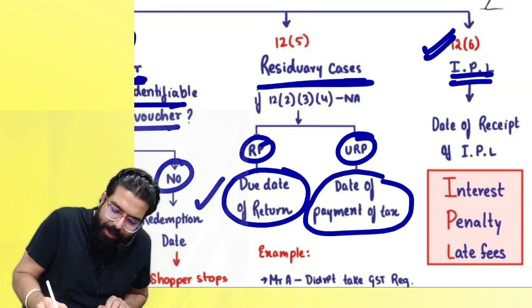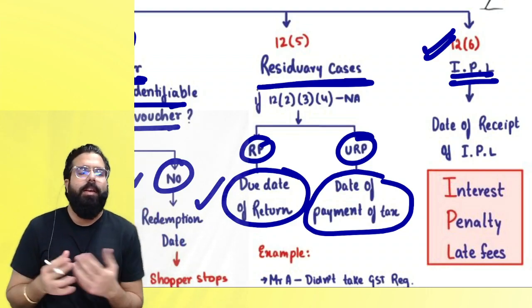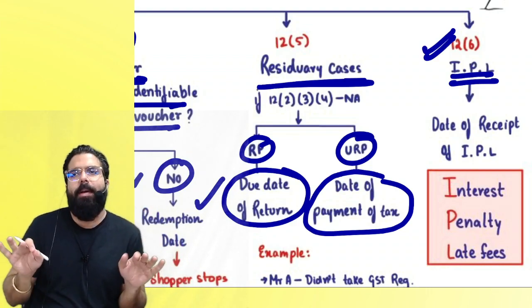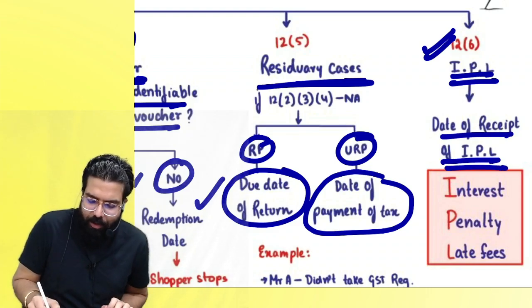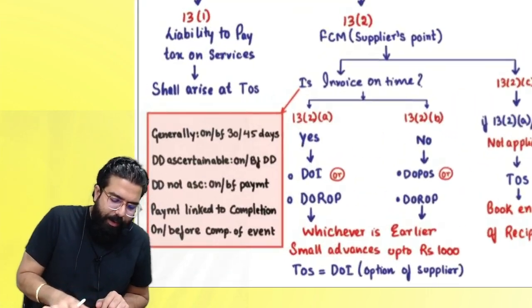In case of interest, penalty and late fee, always remember the day you receive it, that day it's your liability. If you don't receive, you are not liable to pay. If you receive it, the date of receipt of interest, penalty and late fee will be your time of supply. Then we have section number 13.